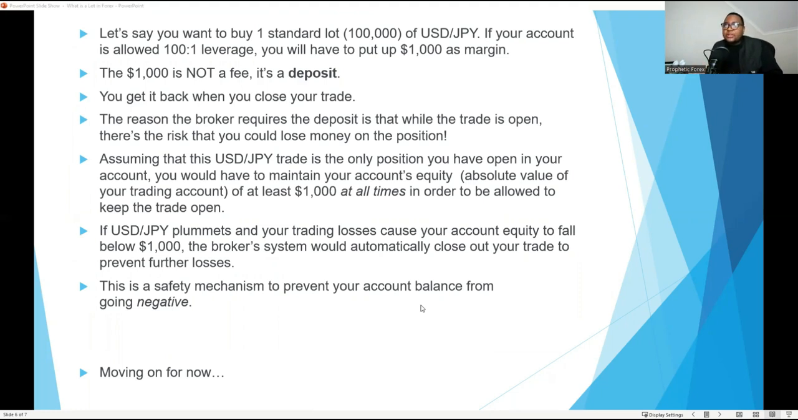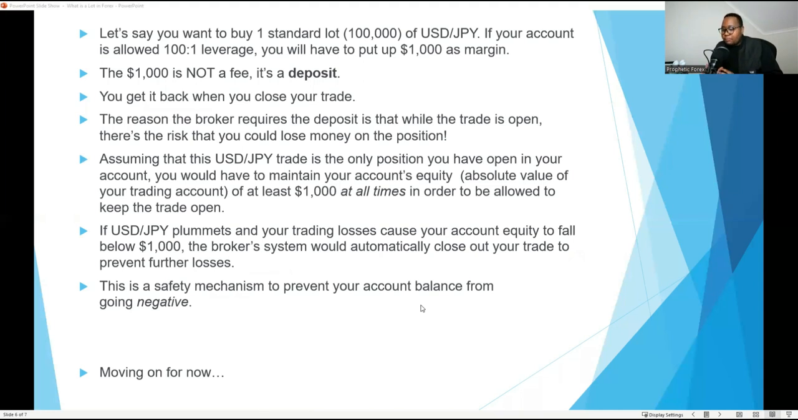Okay, so assuming the US dollar trade, for example, let's say that you buy one standard lot, 100,000 units, of the US dollar Japanese yen. And if your account is allowed 100:1, remember guys, the more leverage you have, the more advantage you can take with less margin. The lesser the leverage, the more margin you need. So that's how we put 1,000 there. You will need just 1,000 as margin, and the 1,000 is not a fee; it's a deposit. You get it back when you close your trade eventually, right?